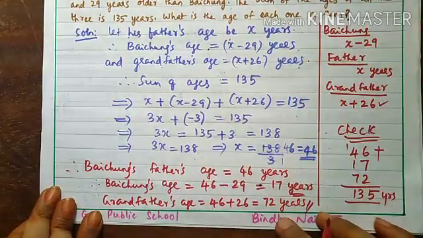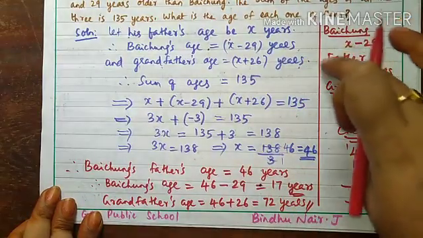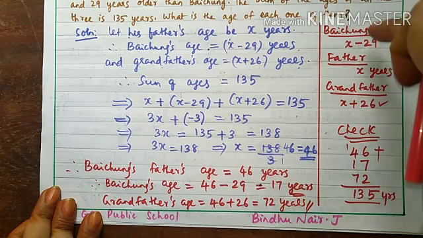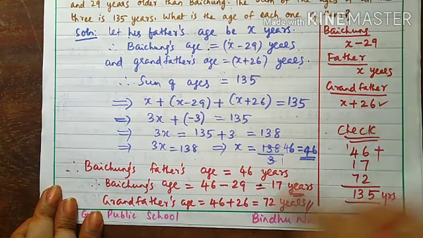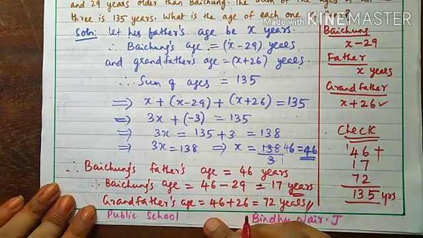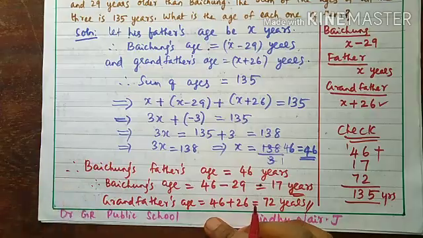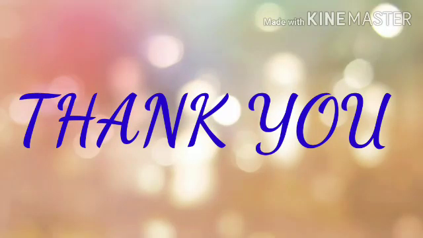So I think all of you understood. So you are taking the father's age and finding Baichung's and grandfather's age. Okay children, so study this properly. So children, complete all these problems, 4 problems first, and we can do the remaining problems in the second video. Okay, so all of you complete this first.